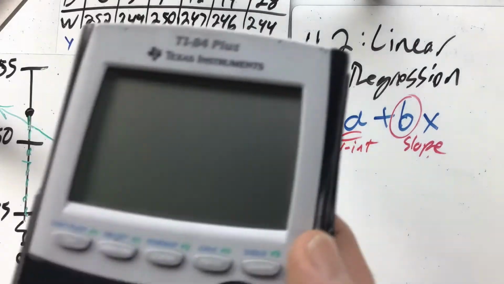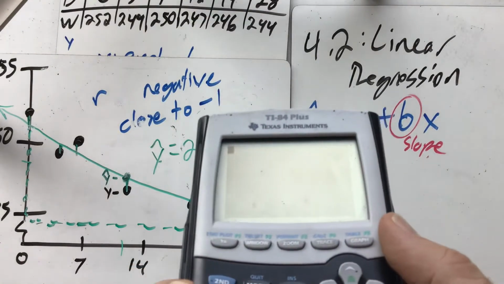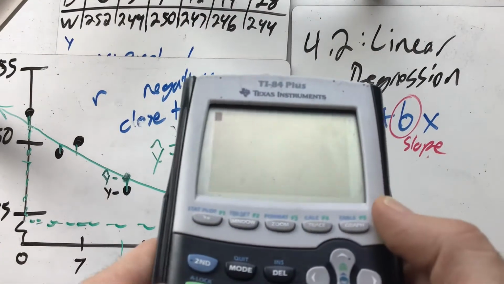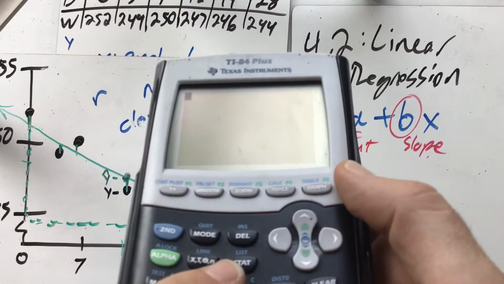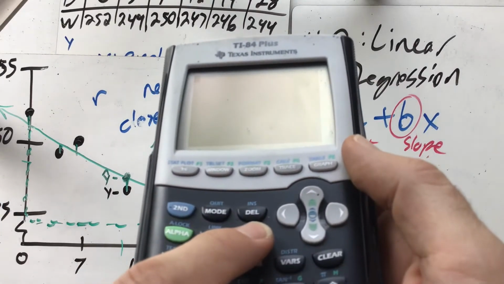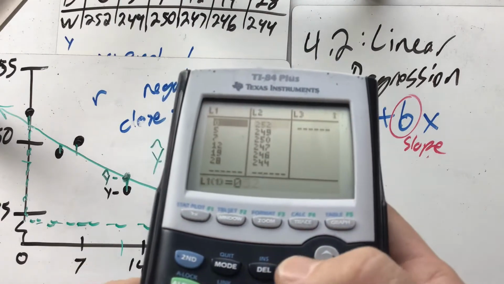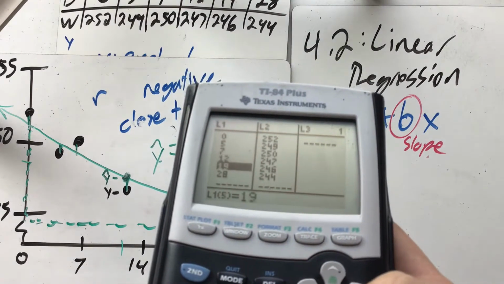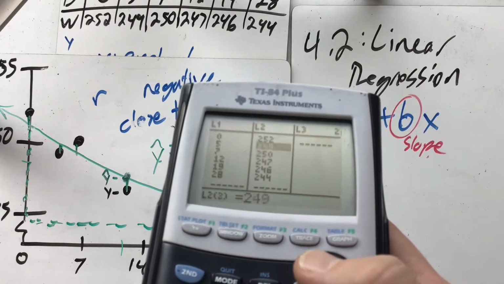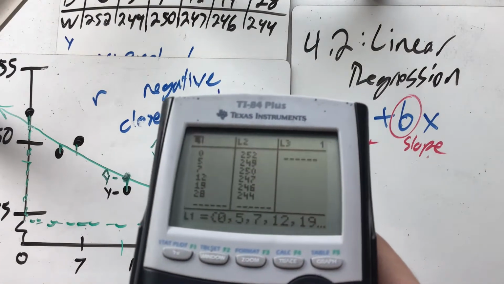Okay, so the first thing we need to do when we get this is we need to come in and put our numbers in stat. So I'm going to go to the stat button. You can see it right there. And then I'm going to go to edit and I'm going to type all of my numbers in. So 0, 5, 7, 12, 19, and 28, and they're all typed in. So hopefully I typed them in correctly.